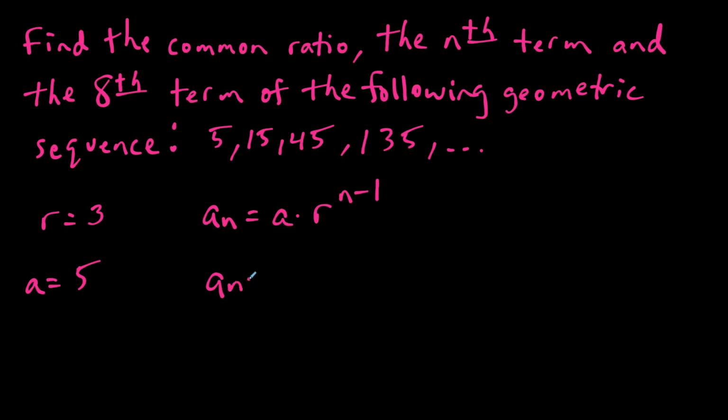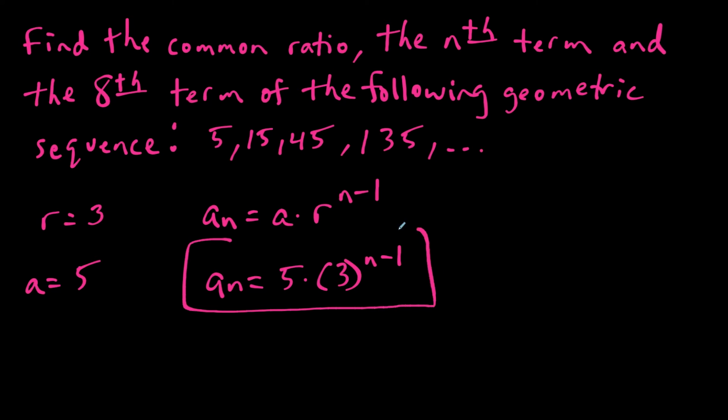So if we want to find the nth term, we just plug into the formula. We have 5 times r, which is equal to 3, and this is being raised to the n minus 1. So what's nice about having a formula is that once we find the r value and the formula for the nth term, we can use the formula to find the 8th term. Now, just know we could, if we want to find the 8th term, just keep going times 3 the whole way. But we could also just find the 8th term by plugging into the formula.